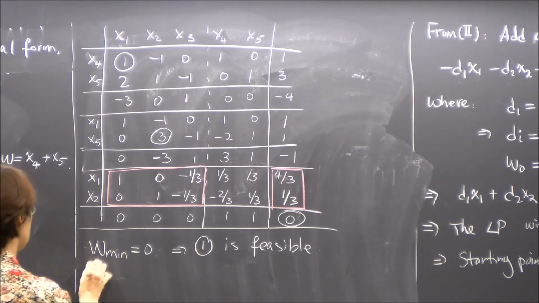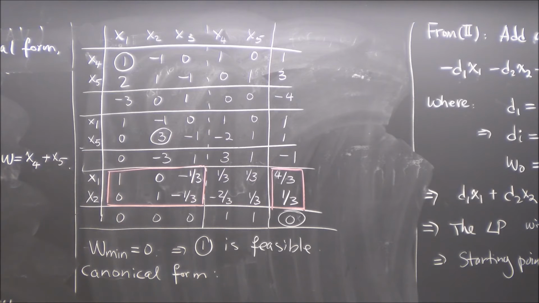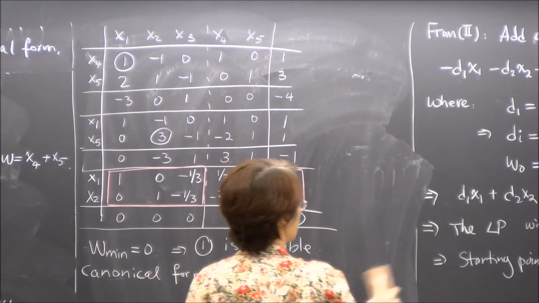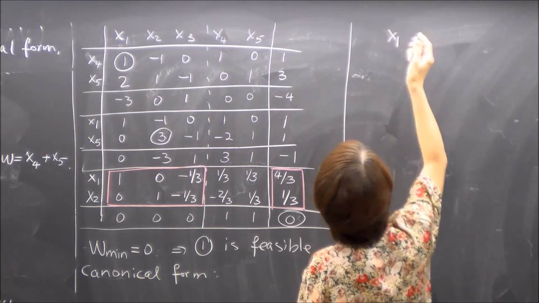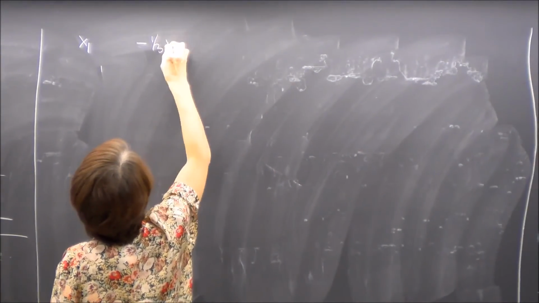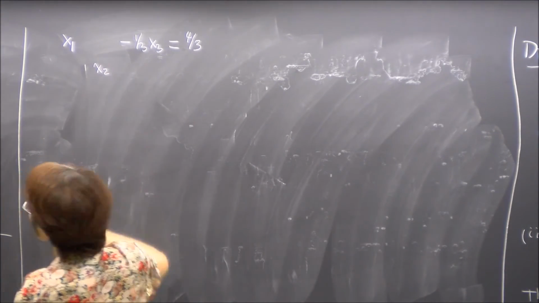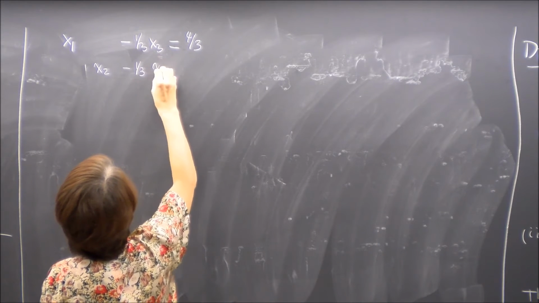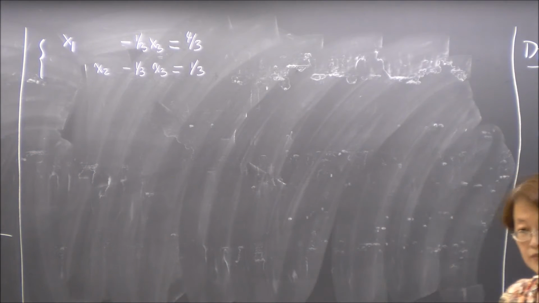So let's write out the canonical form. It will be the following. Okay, let me go up there. You can't see if I write so low. Okay, so only the red box area is needed. So I have x1 minus 1/3 x3 equals 4/3, and x2 minus 1/3 x3 equals 1/3. Now that is the canonical form. Is it clear where I get this information from?